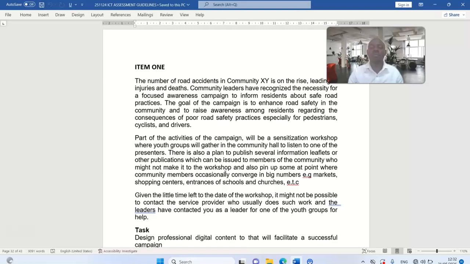Then using Microsoft Publisher, you try to come up with a poster, something sort of a flyer, that can be pinned outside there in the community, such as the markets, shopping centers, and entrances of schools. So at least they convey the message to these people that may not make it to the workshop. You get it? So there you apply your digital content creation skills.